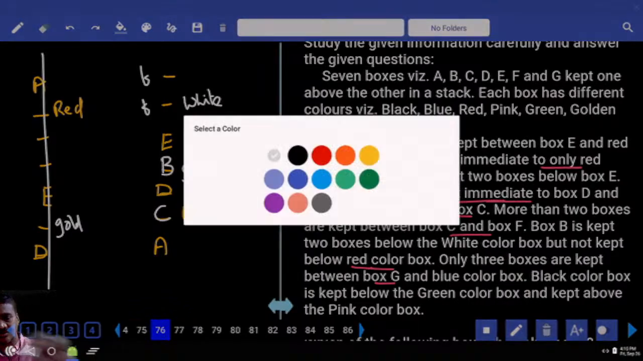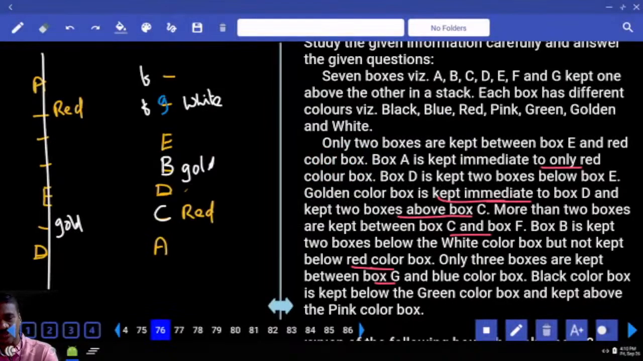If G is here, my G is here, 1, 2, 3, blue cannot be here. And G cannot be here. As G cannot be here, G must be here. G is here. Now 1, 2, 3, blue is here. Now blue is here, F is here. G, F, E, B, D, C, A.